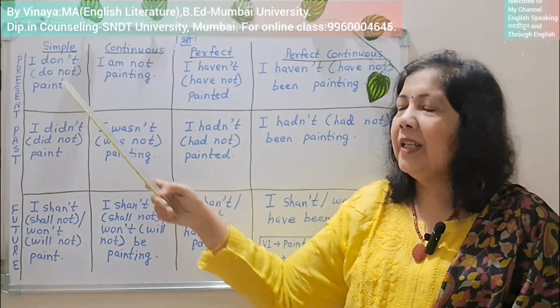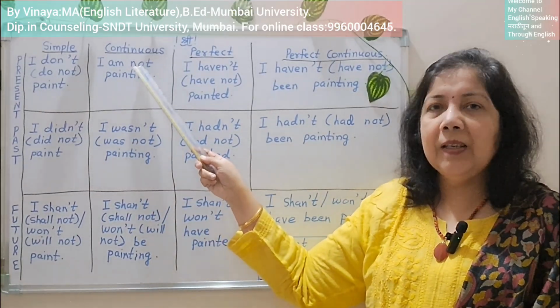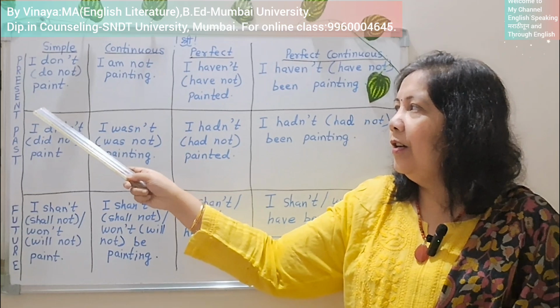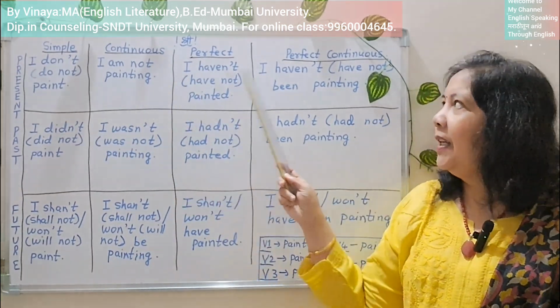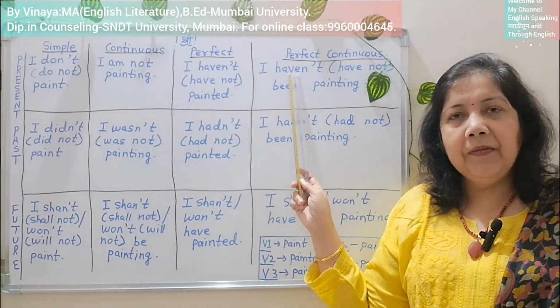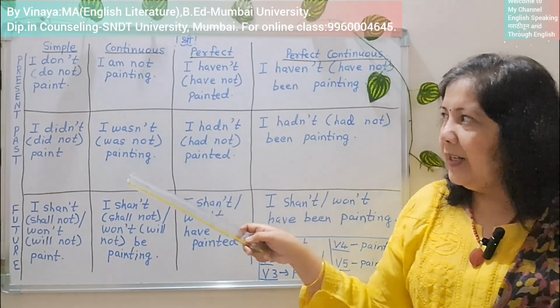First is simple present tense. Second, present continuous tense. Third, present perfect tense. And the fourth one, present perfect continuous tense. Present is over here. Now we will see the past tenses.